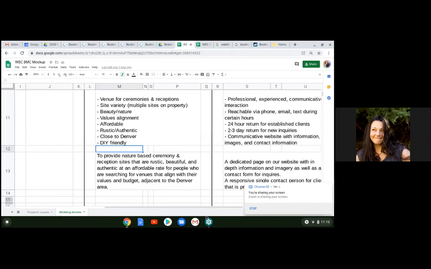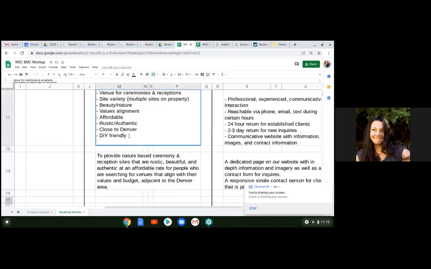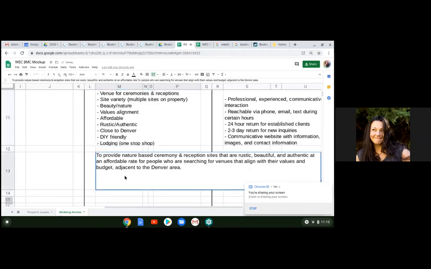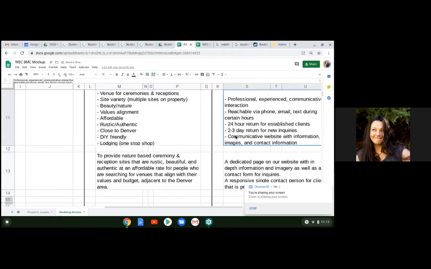Yeah, I'm realizing the one thing that I forgot that we can offer, maybe not during times of COVID, is lodging. So like a one-stop shop. I'll just write one-stop shop so I can remember. So I need to add that in. And then, let me move this over.